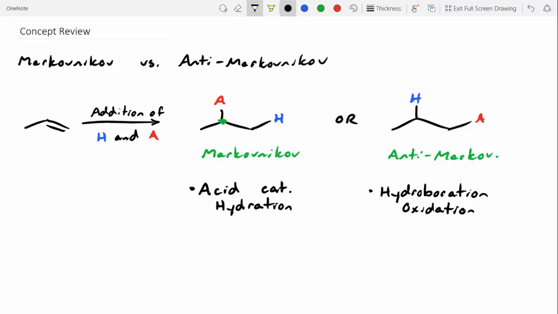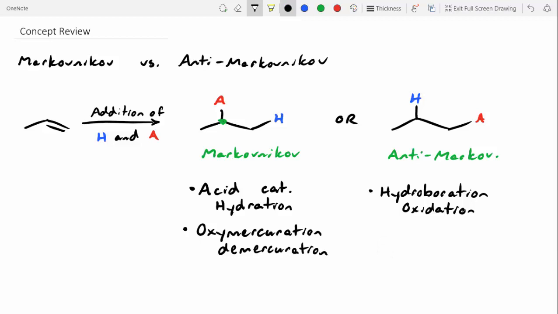All right, what about oxymercuration demercuration? That was our other reaction where we could install an alcohol. Does that install the alcohol in the Markovnikov position or anti-Markovnikov position? Markovnikov. Why would we use oxymercuration, demercuration? No rearrangement, exactly. Demercuration.